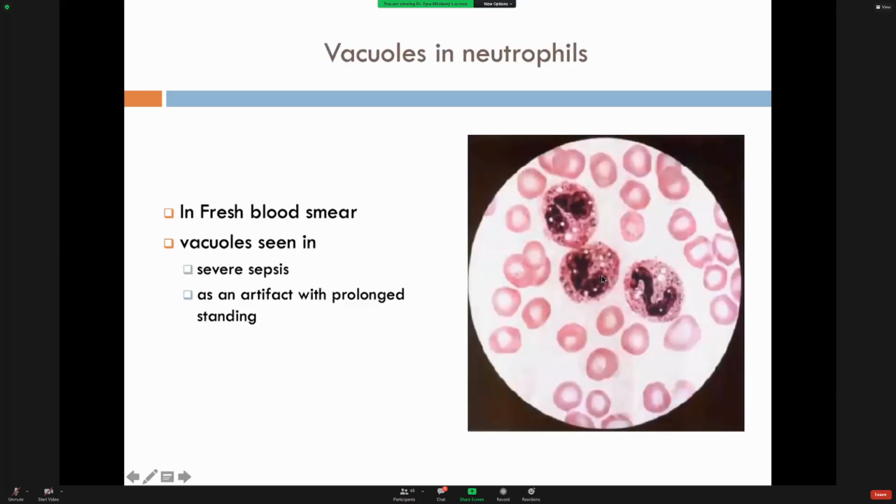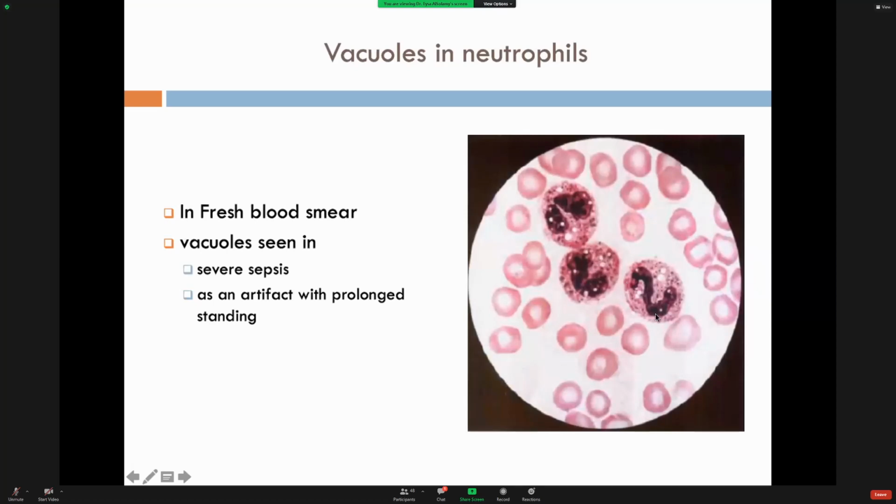If you find a vacuole, these are vacuoles, the white areas. This can be toxic inflammation, or non-proper preparation of the slides. It can be in a fresh blood smear. Vacuoles look like this. Severe sepsis and infections, again bacterial or viral, or an artifact with prolonged standing. You can see the vacuoles in neutrophils.